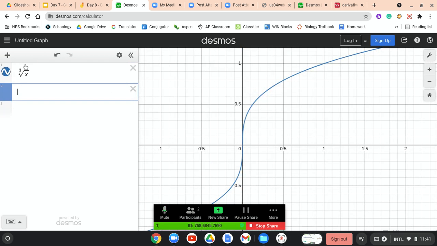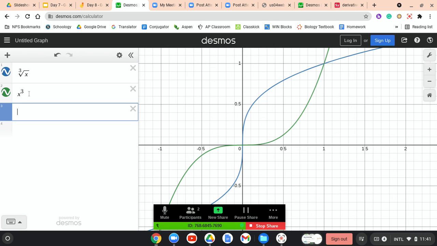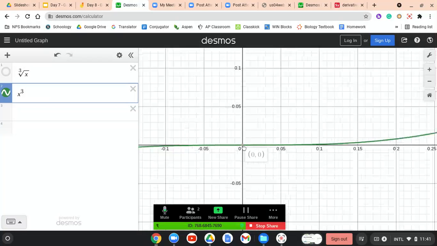But would you agree that the inverse of the cube root of x is x cubed? Because they undo each other? Yeah. So then at 0, 0, what's the slope of x cubed? 0. Exactly. So it's possible for our original function to have an undefined derivative, and our inverse to have a perfectly normal derivative. Okay. But that's only when there's a vertical tangent. Yeah. All right.